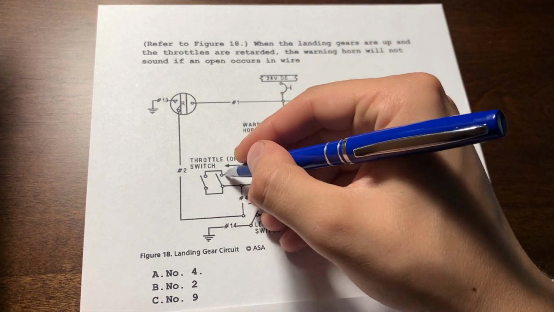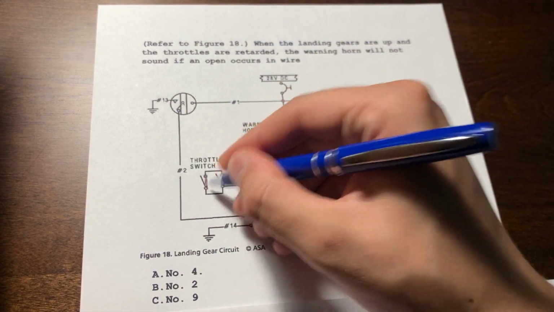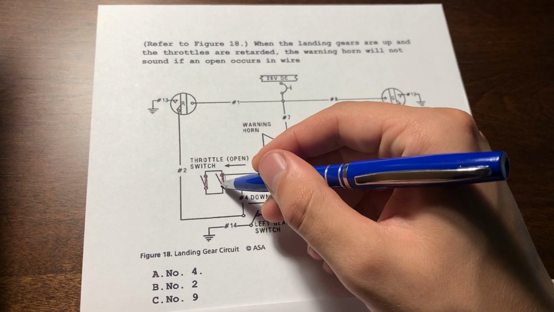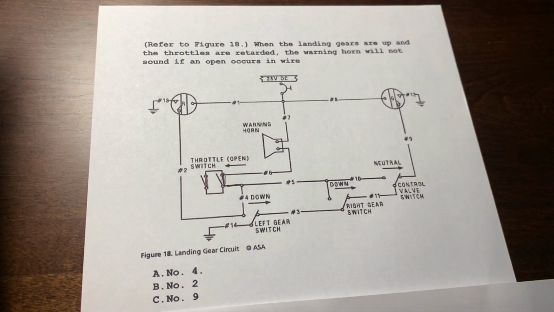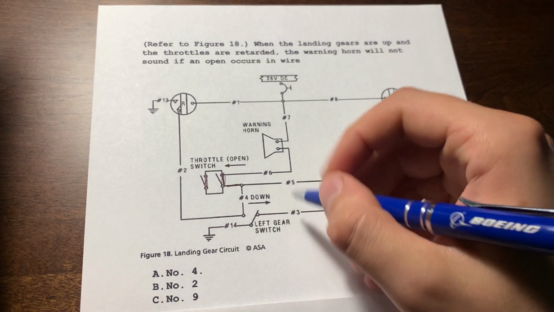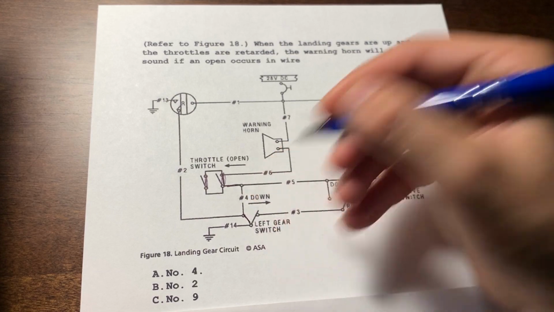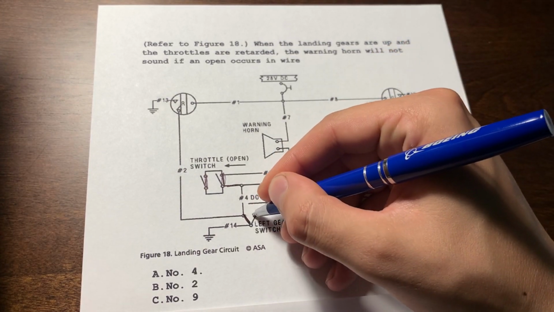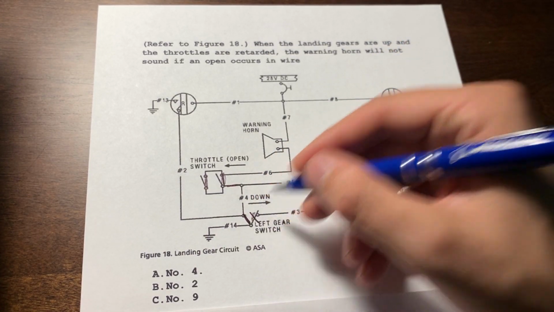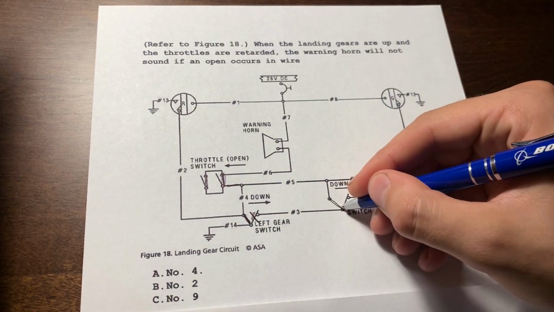So it's saying the throttles are retracted, giving us a pathway. And the gears are up. So this is up. Ignore this. And this is up.